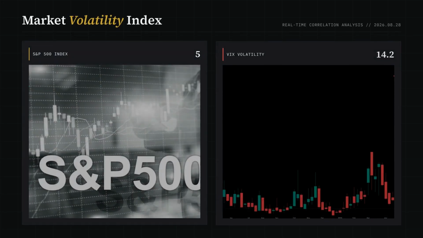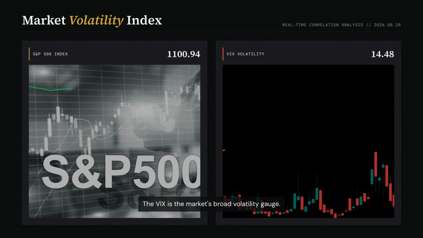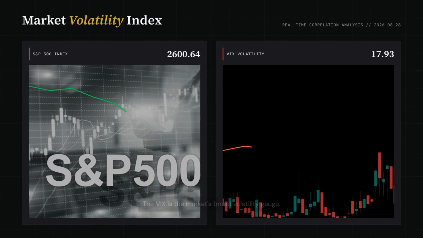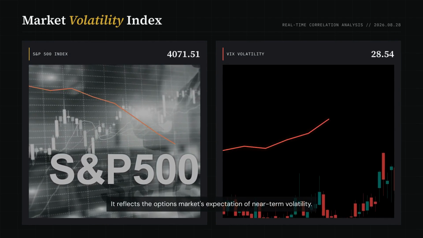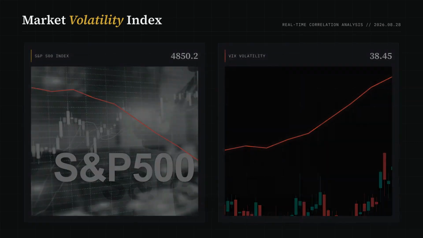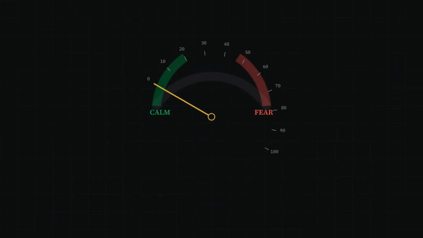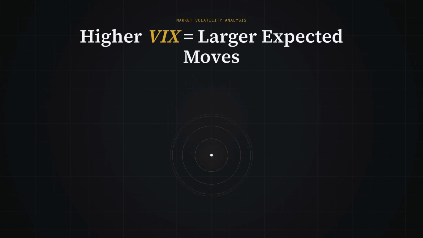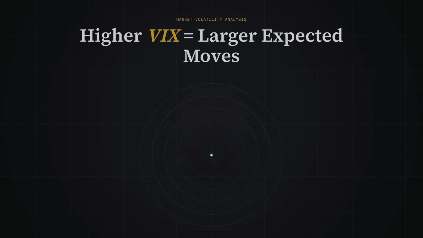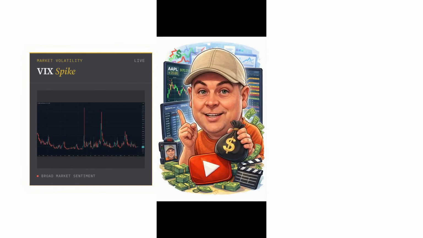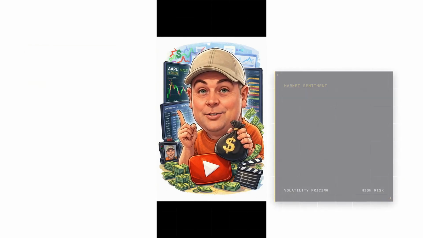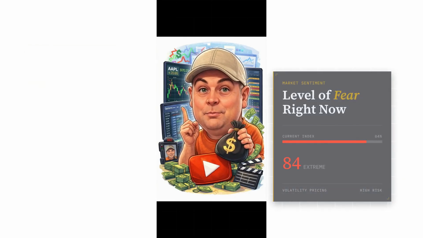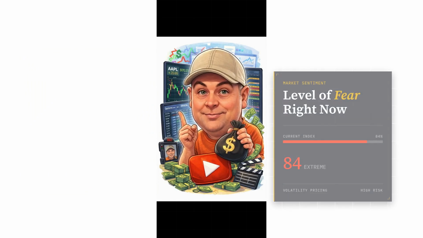The VIX is the market's broad volatility gauge. It reflects the options market's expectation of near-term volatility in the S&P 500. When VIX is low, the market is pricing in a calmer environment. When VIX rises, uncertainty is increasing. When VIX is high, the market is pricing in larger expected moves. But VIX does not tell us what happens tomorrow. It tells us the level of fear being priced into the broad market right now.